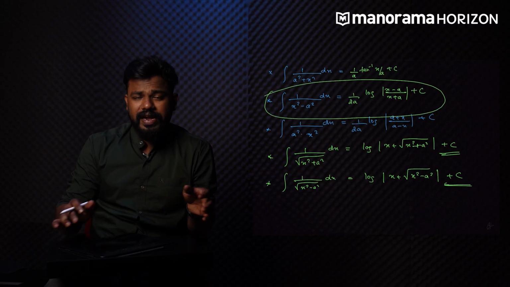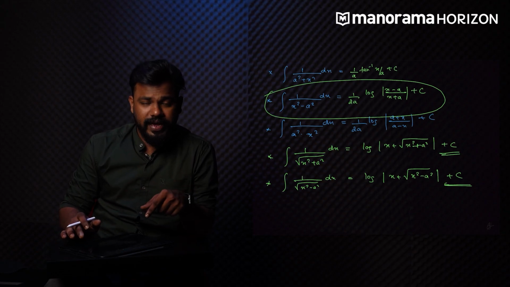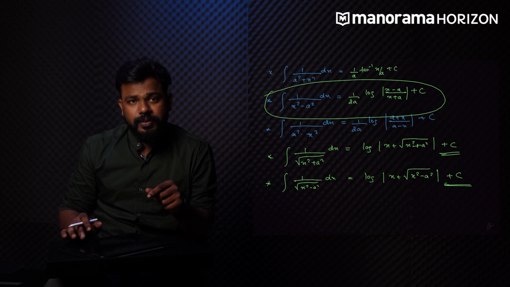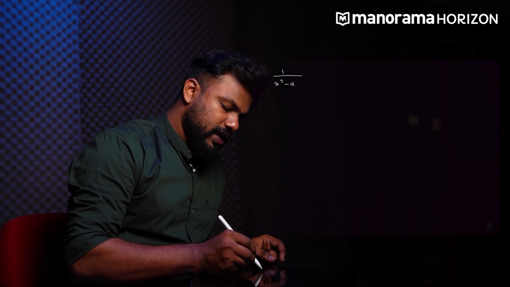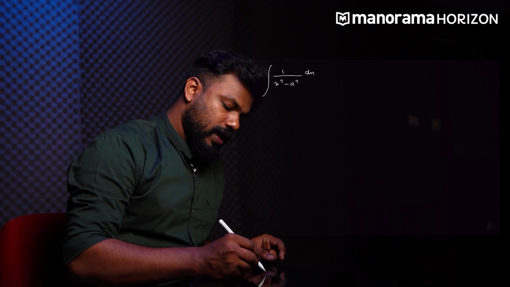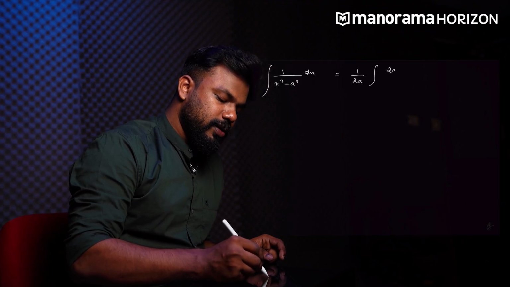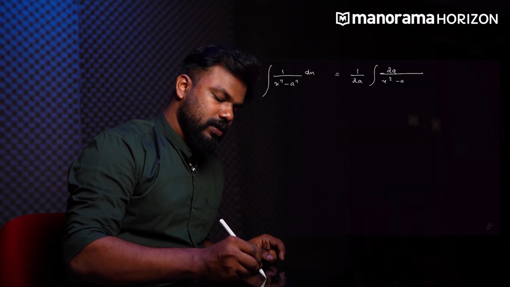I'm not going to prove all of the particular functions. Just the second one I'm going to take again, that is the integral of 1 by x square minus a square dx, which is equal to 1 by 2a log x minus a by x plus a plus c. How did we get that integral? So look here, 1 by x square minus a square dx. What I'm going to do here is multiply and divide it by 2a. So you have this one over here.